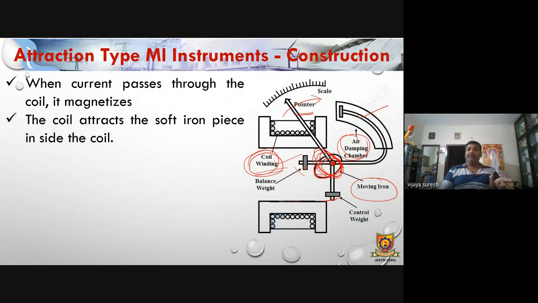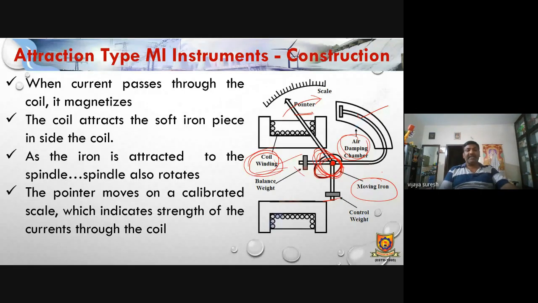Here, the moving iron is attracted by the coil. Now the coil has been energized, and the energized coil acts as a magnet and attracts the iron piece, the moving iron. Now it is moving, so that's why we call it a moving iron. As the iron is attracted, the spindle also rotates. The pointer moves on the calibrated scale, which indicates the strength of the current flowing through the coil.